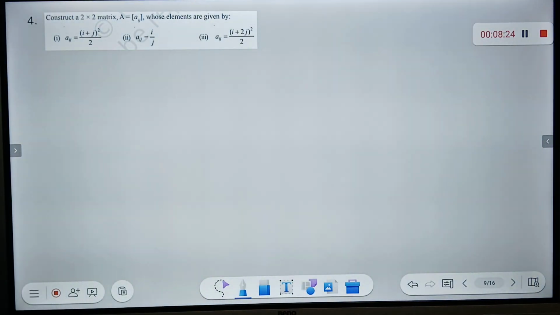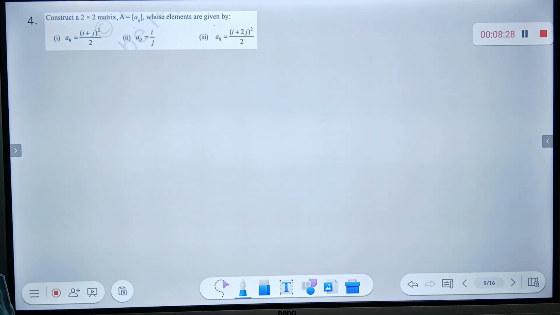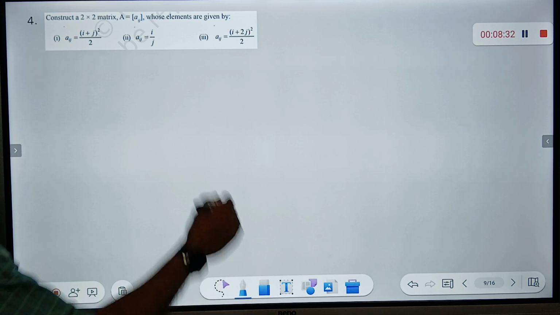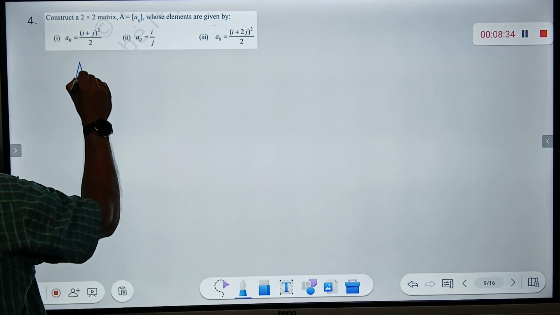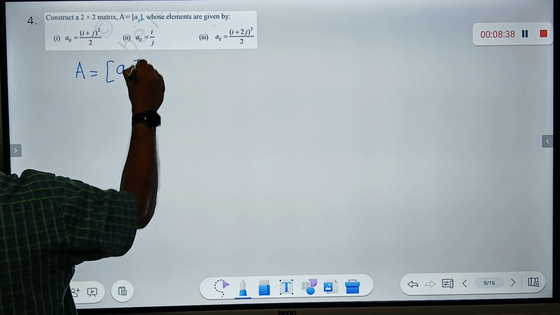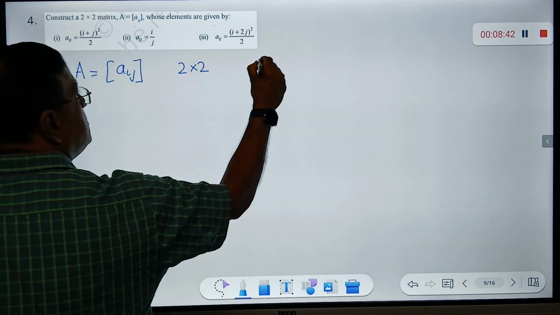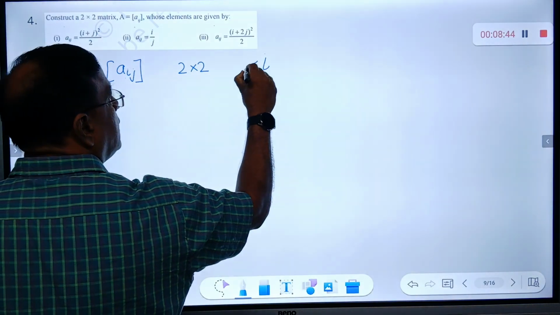Let's go to the next question. We will not solve all the subdivisions. You can do the second and third subdivision by yourself. I will try to do the first subdivision for you. Now, I want to construct a matrix Aij which is of order 2 by 2. So what's the maximum value i can take?